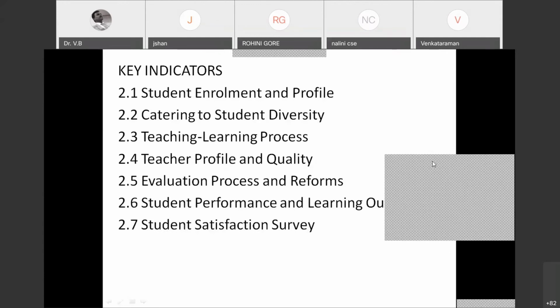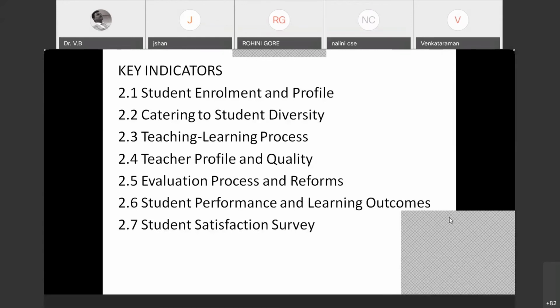And coming to Criterion 2. In this Criterion 2, under the main heading, the subheadings given are student in the teaching learning process. Subheadings given are student enrollment, student diversity, TLP, teachers profile and quality, the evaluation process, and how the students are performing in that, and the student satisfaction survey.